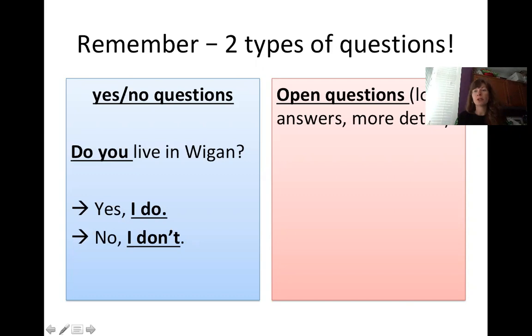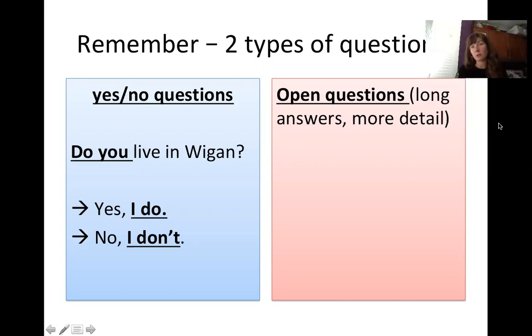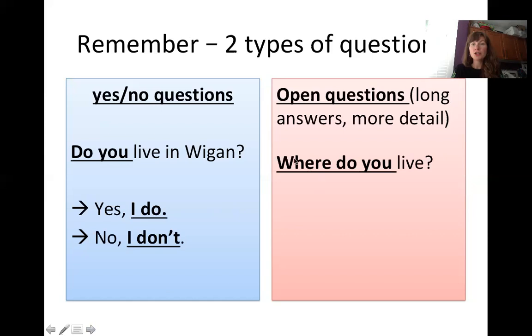Then you have open questions. Open questions will require longer answers, more information, more detail, more explanation. These questions start with a question word: where, when, how, what time, what. Where do you live? Well, I live in Wigan. I cannot answer this with yes or no. That would not be correct.